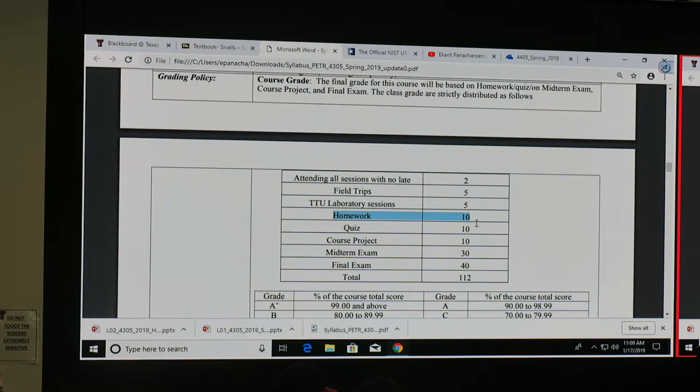Quiz, we will have easier quizzes, and you will see how easy it is. But we don't talk about it today. We don't have a quiz before the last day to add the course. Course project, a lot easier than last time. I can make it easier.